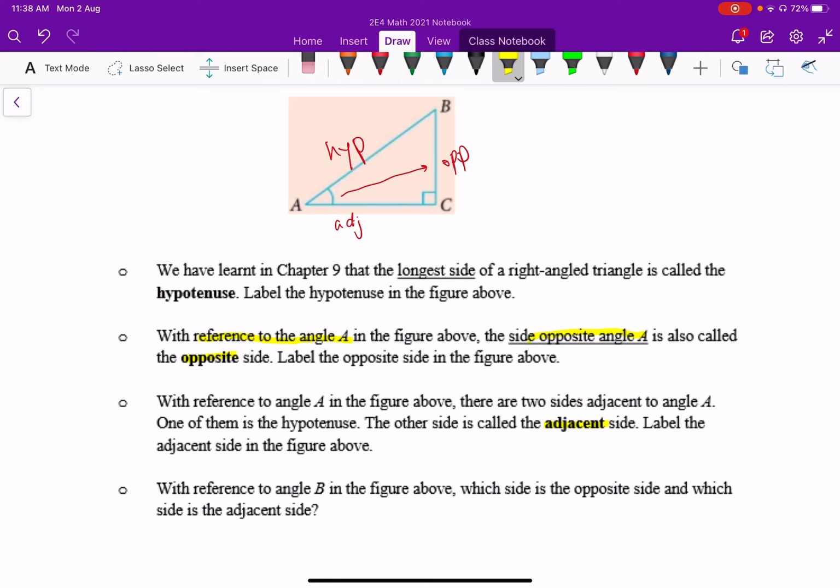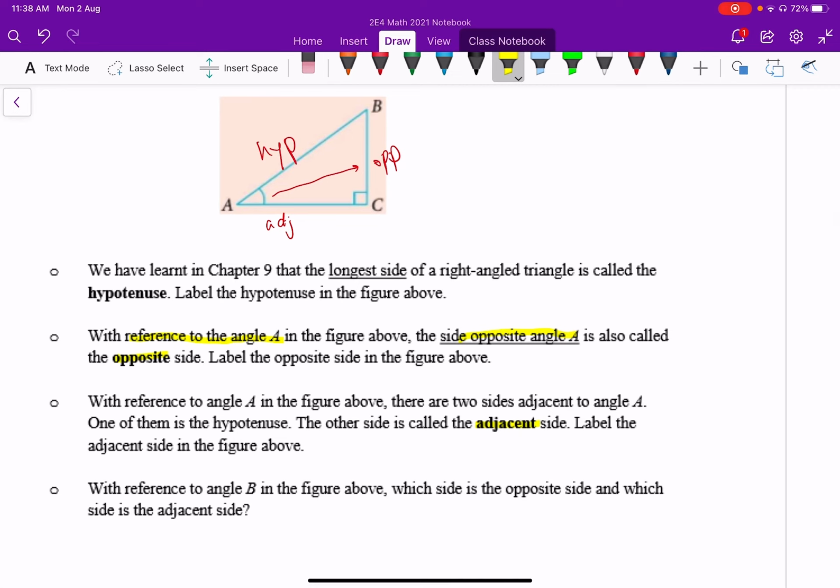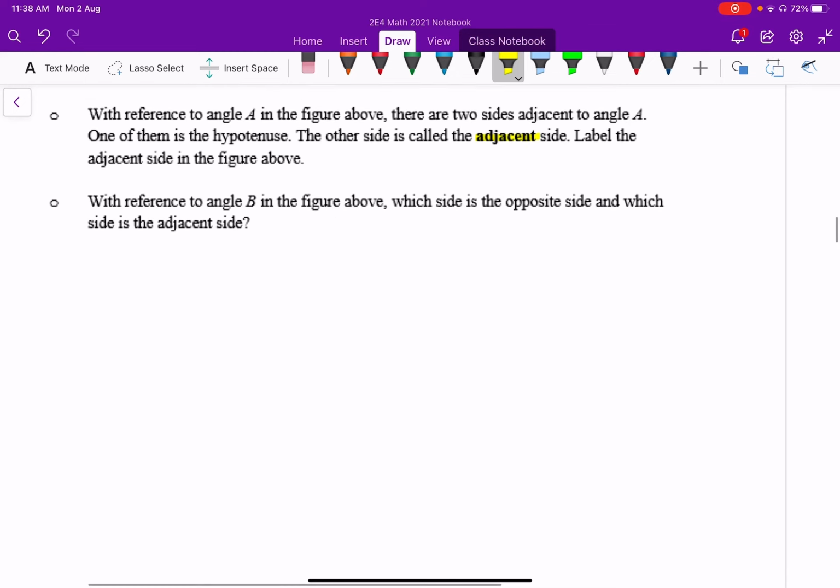So in this chapter, when we are learning about trigo, it is important for us to know how to name the sides of the triangle: hypotenuse, opposite, and adjacent. The one opposite my reference angle is opposite, the longer side is the hypotenuse, and the last remaining side, the one next to your angle, is called the adjacent.